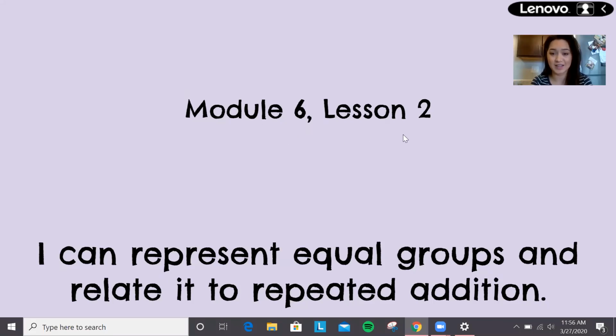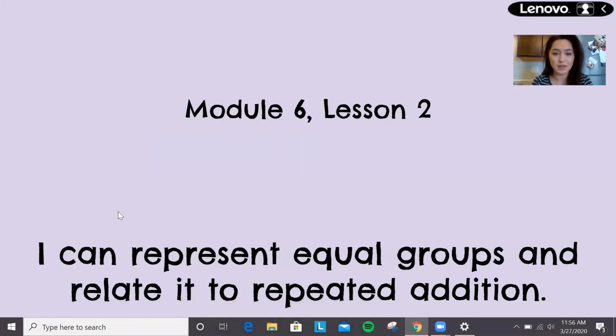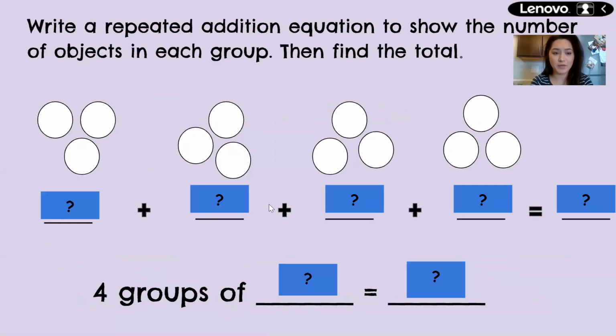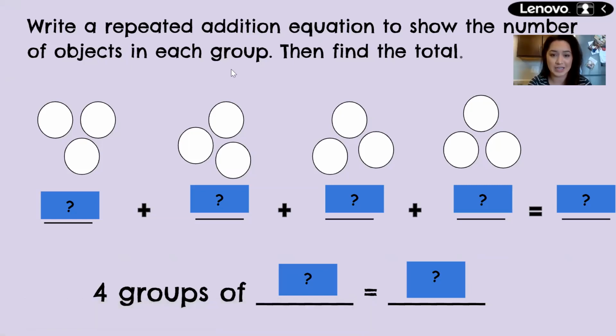Module 6, Lesson 2. Our I can statement is, I can represent equal groups and relate it to repeated addition. For this first question, it asks us, write a repeated addition equation to show the number of objects in each group. Then find the total.